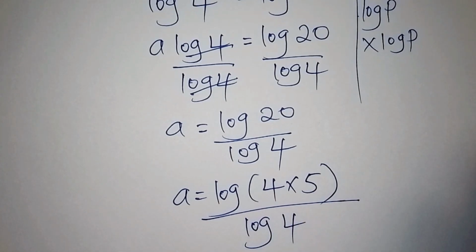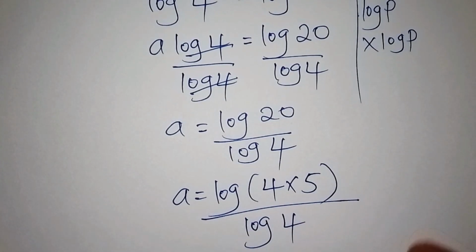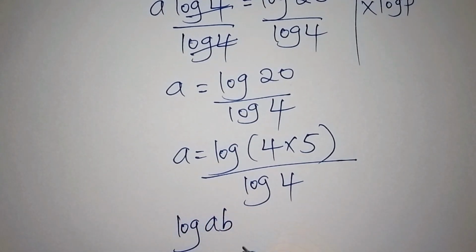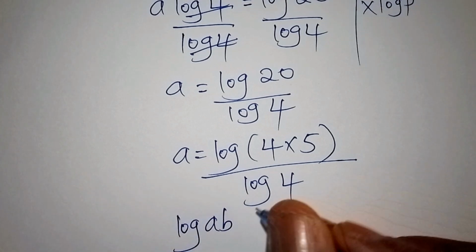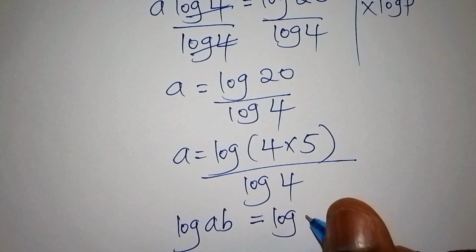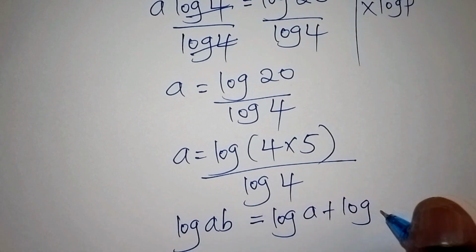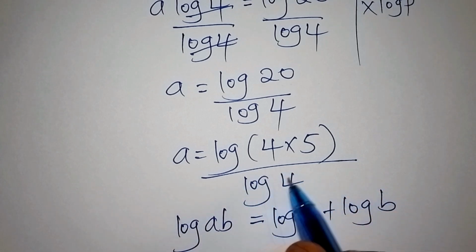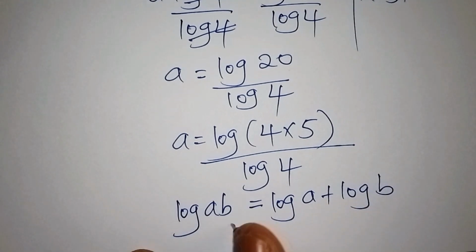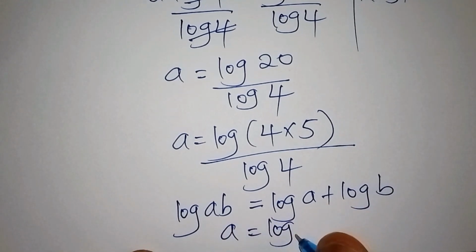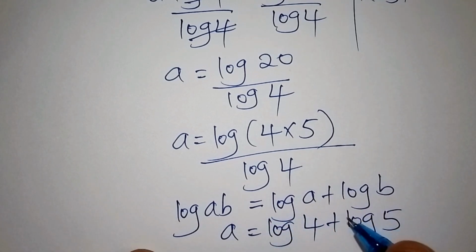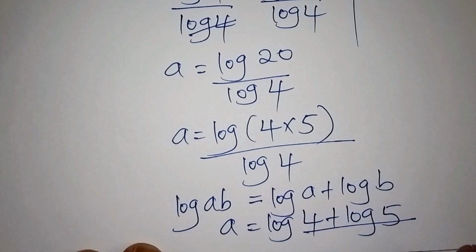Assume we have the log of ab, meaning the log of a multiplied by b. This can be written as the log of a plus the log of b. That is according to the law of logarithms. So according to this, the log of 4 multiplied by 5 gives a is equals to the log of 4 plus the log of 5, all over the log of 4.